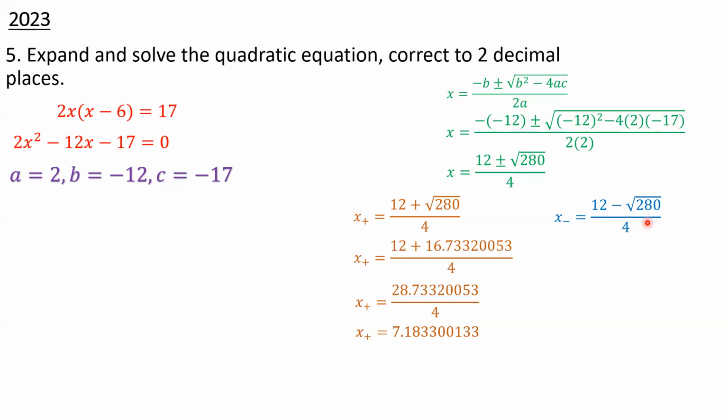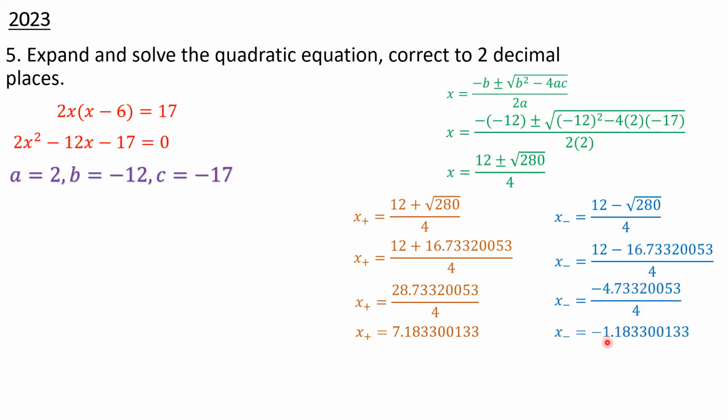Now let's look at x negative. Well, we know that the square root of 280 is going to be 16.733200053. And so we have 12 minus this quantity. Remember, we have to divide all that by 4. And so when we subtract, we get negative 4.733200053 divided by 4. And then when we actually do the division, we get negative 1.183300133.